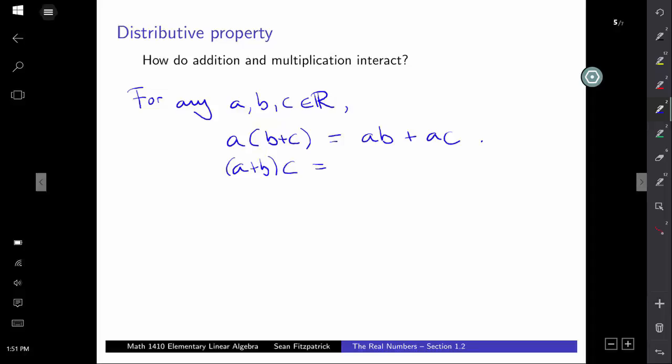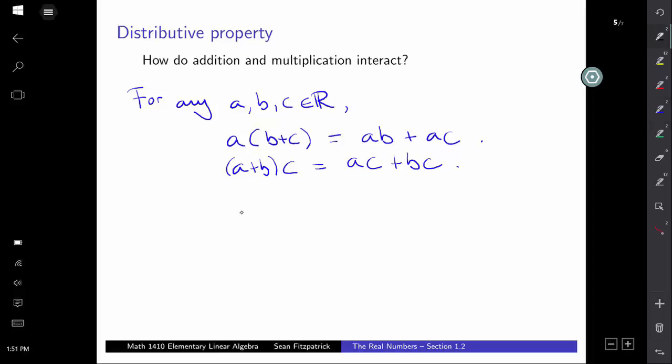So we can either distribute to the right, but we can also distribute to the left. So (A plus B) times C is the same thing as A times C plus B times C. So we can write that either way. Okay, so this is called the distributive property, and it tells you how addition and multiplication interact. And the distributive property is quite important, and it's something that you use a lot without really thinking.